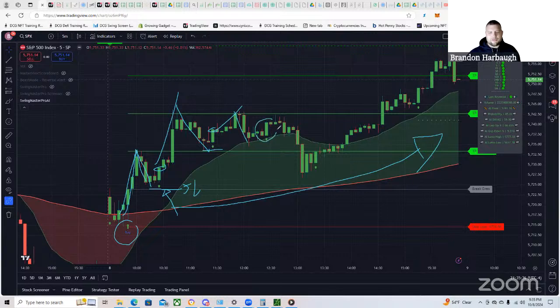I would not take this reversal arrow. Why? Because we're kind of still in this box, right? I would take this first one, but I want to take this second one. I really like the logic behind this right here.